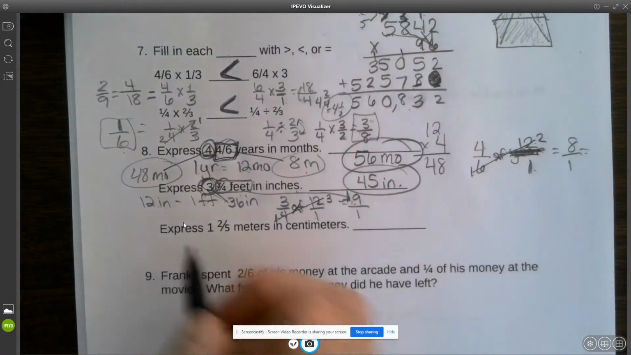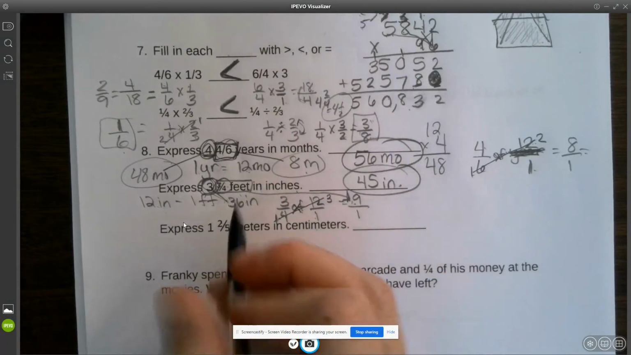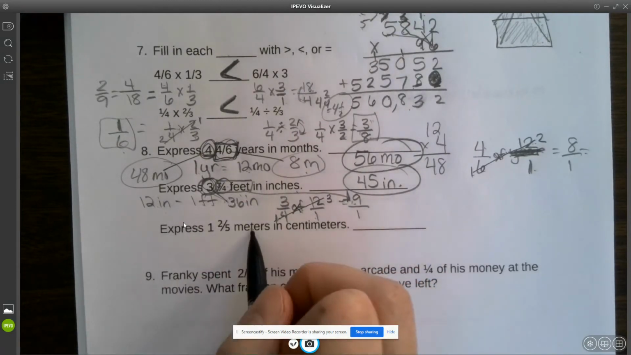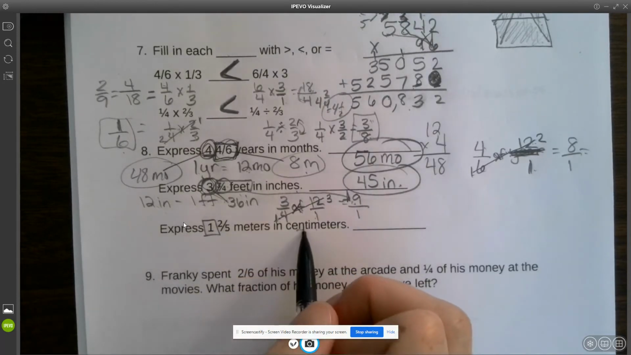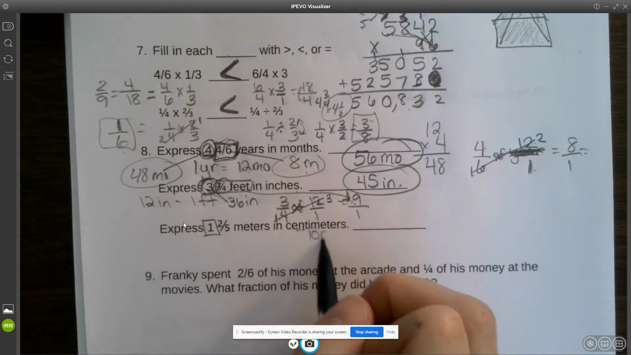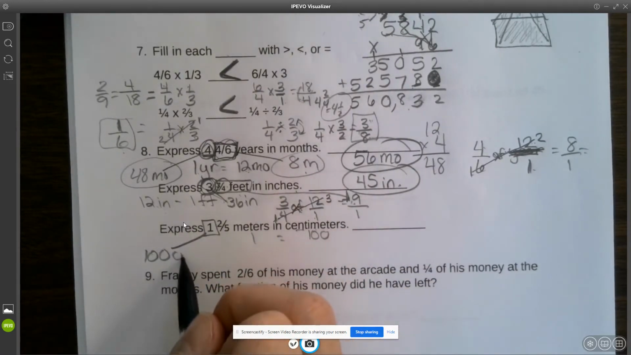And then the last one here, we have 1 2/5 meters in centimeters. There is 100 centimeters in 1 meter. So this 1 meter is how many centimeters? Well, I just said there's 100 centimeters in 1 meter. So this is 100 centimeters.